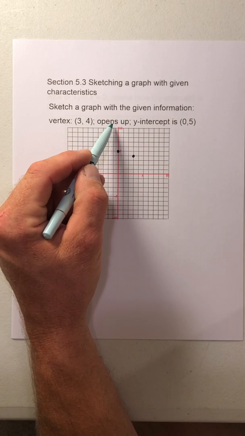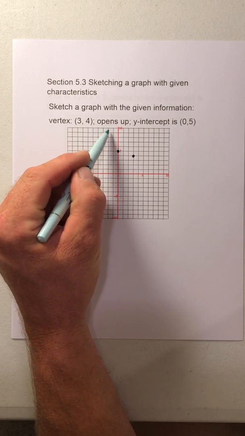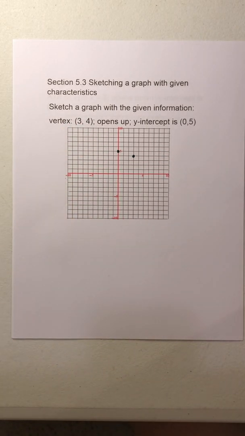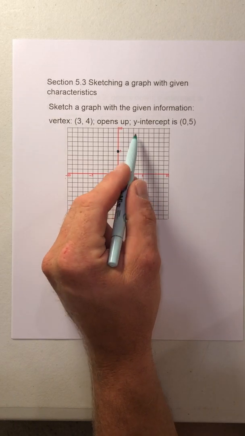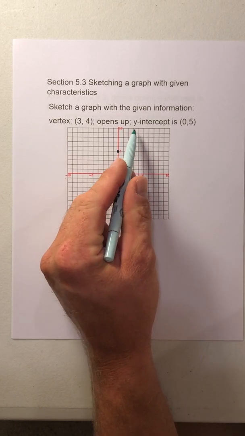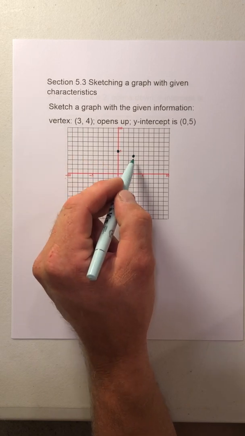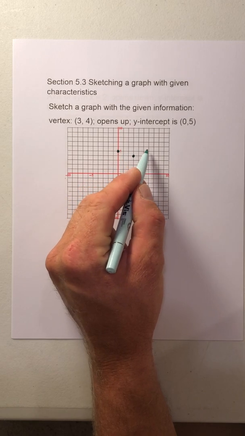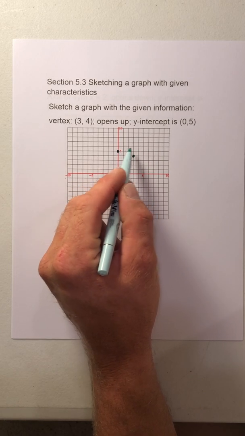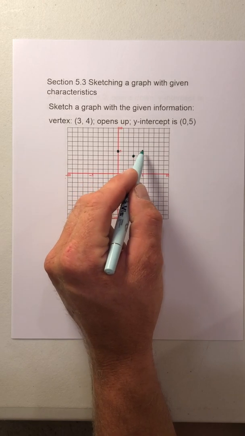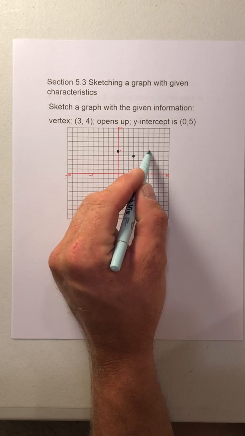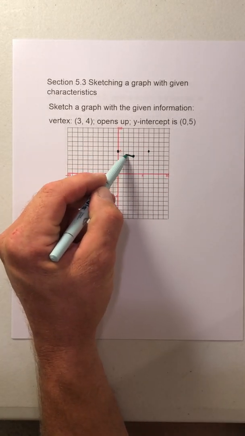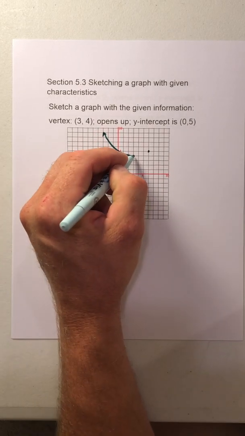This tells us that it opens up, so we know it's going to be a U shape. In order to get a nice, accurate graph, we should also plot another point. We have this axis of symmetry because it goes through the vertex. We have this point over here, which is (0, 5). I know that I'm going to be able to mirror that point across the axis of symmetry. So I'm going to have the point over here 3 units away, if I can count 3 units. There we go. So I'm going to have a graph that looks like this.